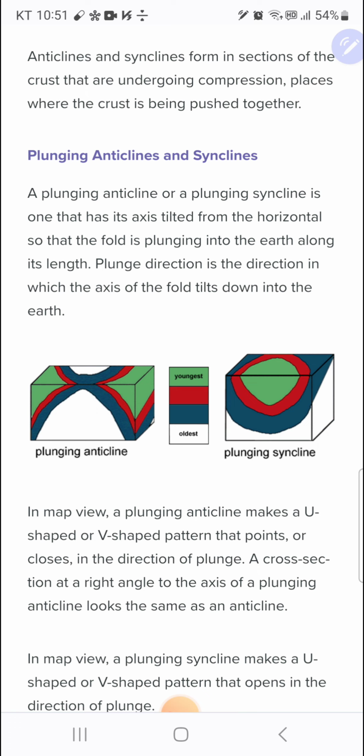In map view, a plunging anticline makes a U-shaped or V-shaped pattern that points or closes in the direction of plunge. A cross-section at a right angle to the axis of a plunging anticline looks the same as an anticline.